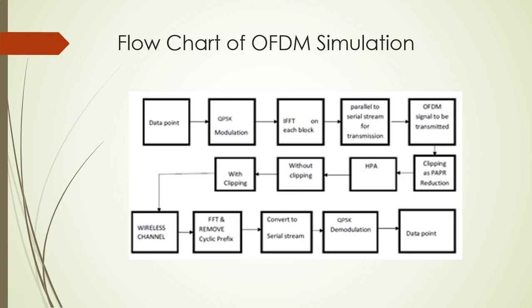The receiver performs exactly the opposite of what the transmitter does. The data is converted from serial to parallel. The time domain samples are converted back into frequency domain samples by the fast Fourier transform. Finally, the parallel to serial block converts the data to serial, and demodulation takes place and the data is recovered.